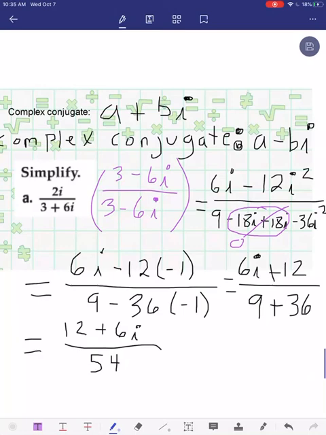Now we could either leave our expression like that. However, notice that we still technically have a fraction bar there, and so we don't really want that. And so what we can do now is notice we only have one thing in our denominator, so we can separate this out into two separate fractions. So we would have 12 divided by 54 plus 6 divided by 54i. And then we just want to simplify our fraction.